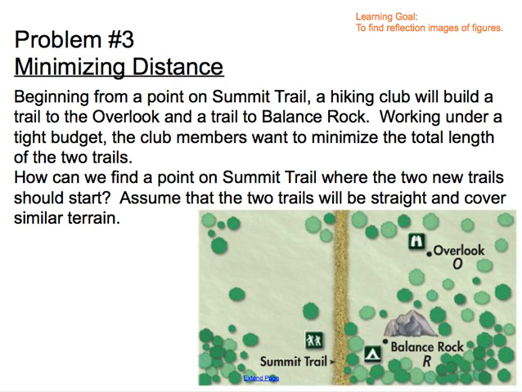So what exactly is this question asking? What it's asking is we're going to try to find some point on Summit Trail where if we drew a line to Overlook and we drew a line to Balance Rock, these two lines combined are as short as possible. So we can see that there are lots of locations that we could potentially start from, and they'll yield different lengths combined.